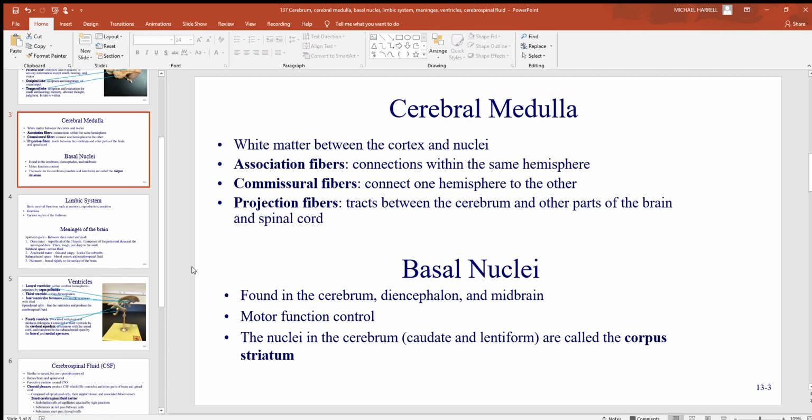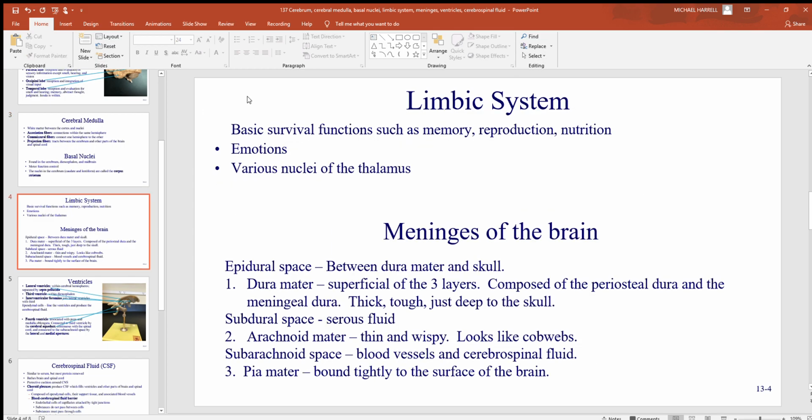You can see below that the basal nuclei. These are found in the cerebrum, diencephalon, and midbrain, so several different regions of the brain. These have to do with motor function control. And these nuclei in the cerebrum, some of those like the caudate and the lentiform, are also called the corpus striatum, just another name for those. Looking at the limbic system within the cerebrum. Here you have basic survival functions. Things like memory, reproduction, and nutrition are located in this area.